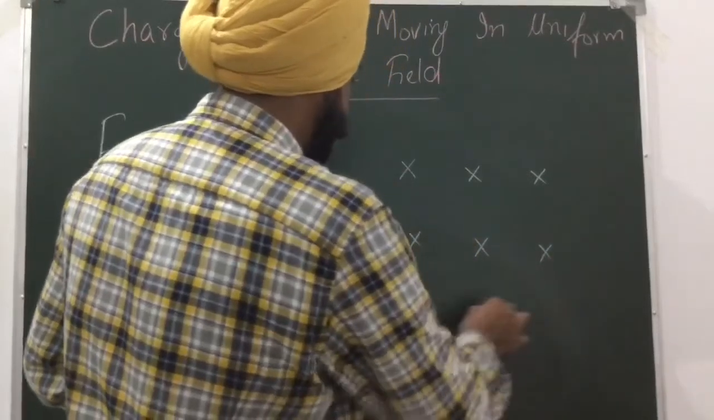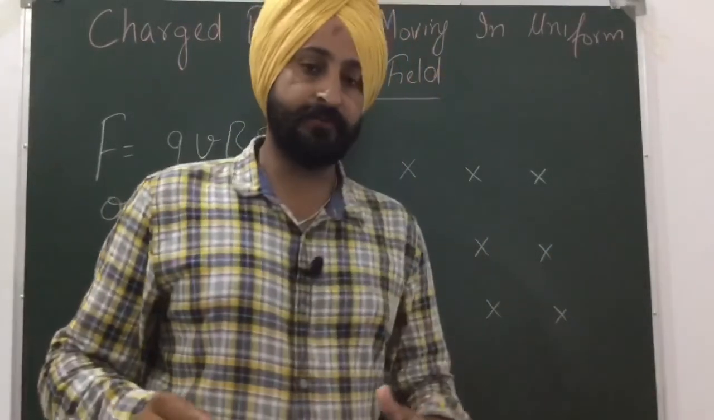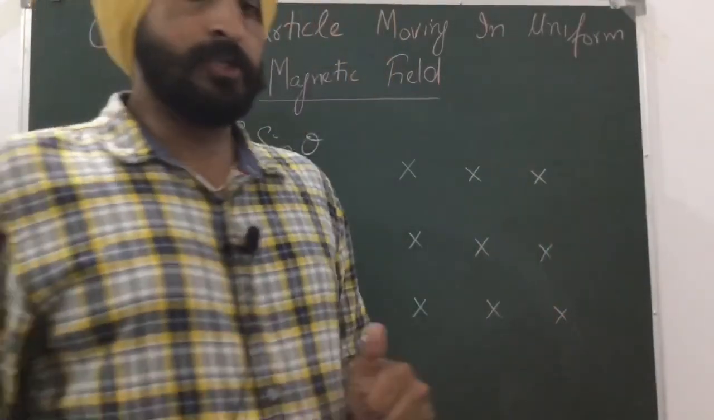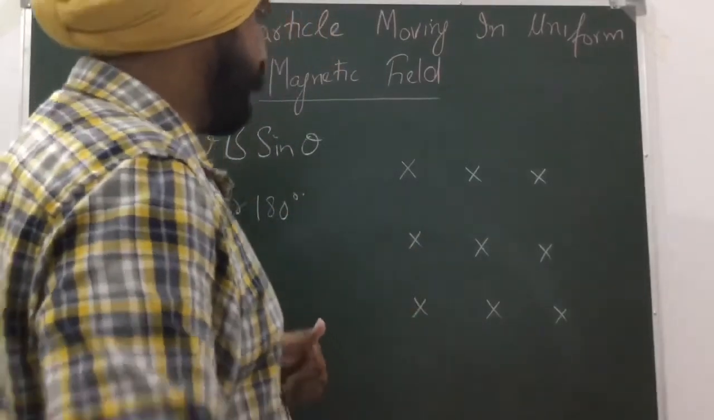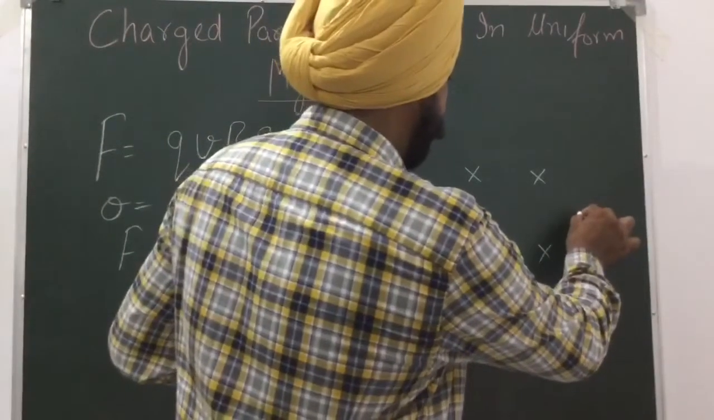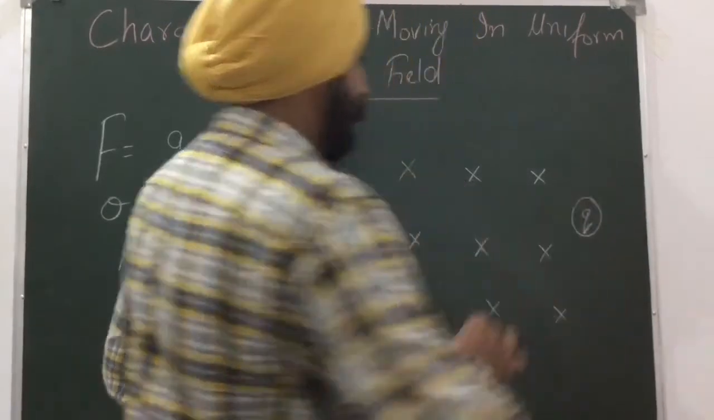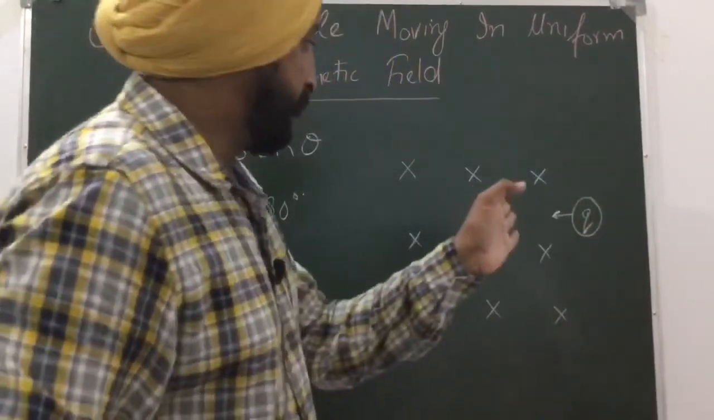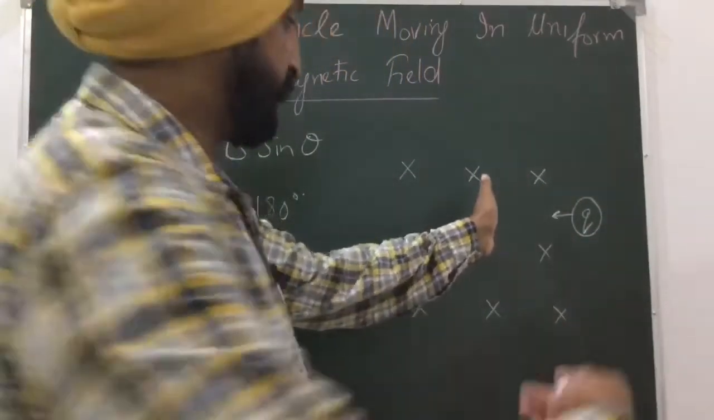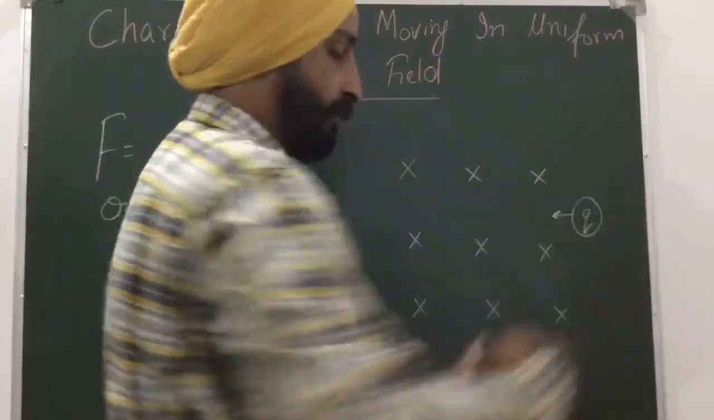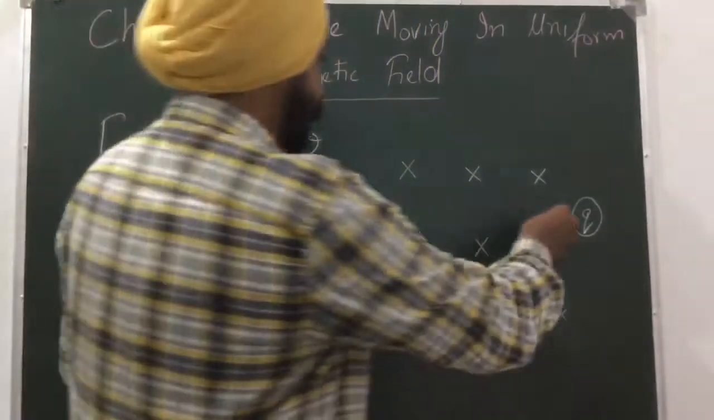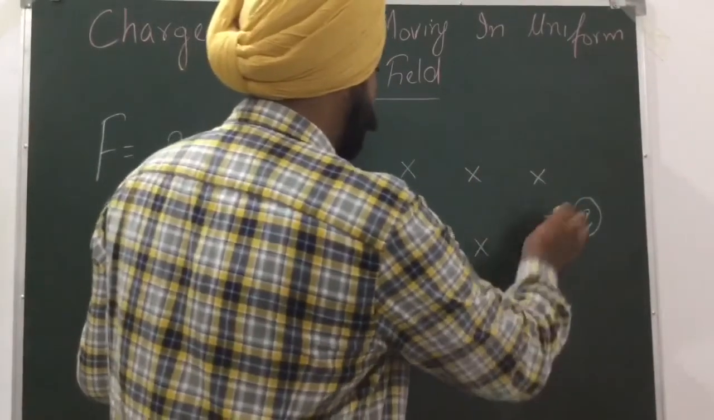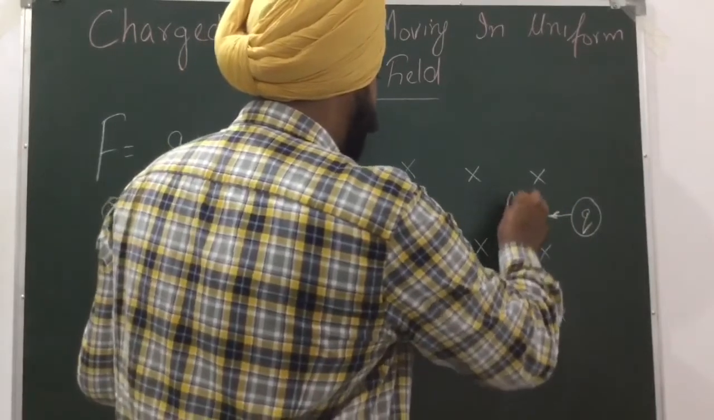These crosses depict the magnetic field directed into the board in this direction. So let us suppose you have a charged particle. Let that charged particle be Q over here, and it is entering the magnetic field perpendicular to the direction of the magnetic field. See, the direction of the magnetic field is this, and the charged particle is entering in this direction, perpendicular. Fine. So when this charged particle reaches a particular point, let it be point A, we can write it over here.